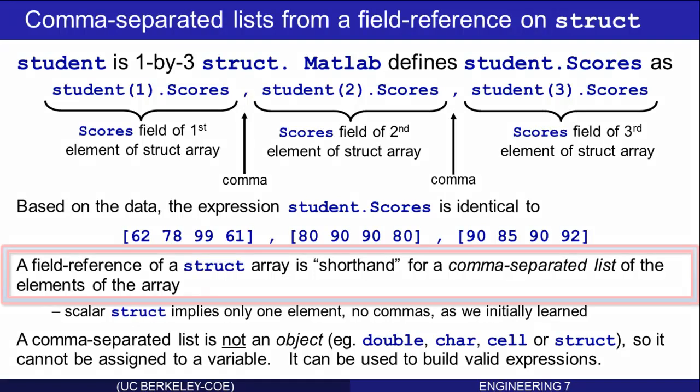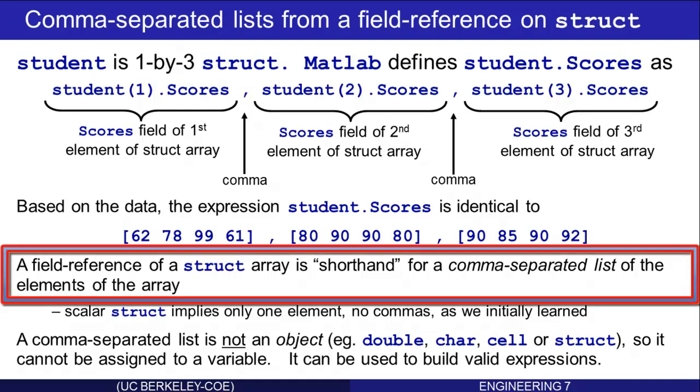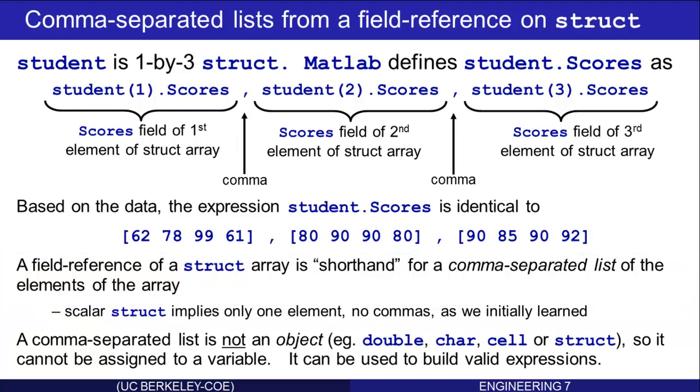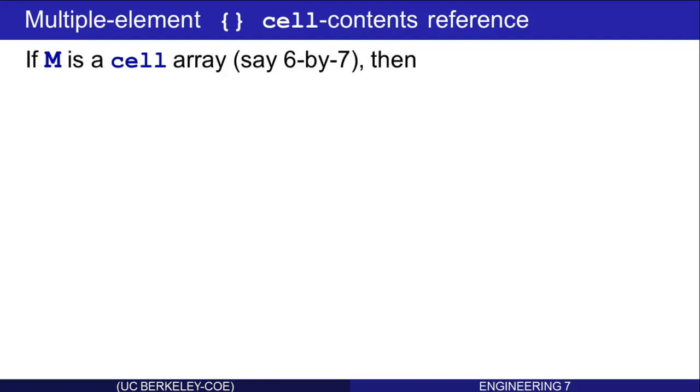Field references to struct objects are shorthand for a comma-separated list of the field values of all elements in the array. How do cell arrays relate to comma-separated lists? Let's begin by interpreting the meaning of a multiple element cell contents reference. Suppose M is a cell array.